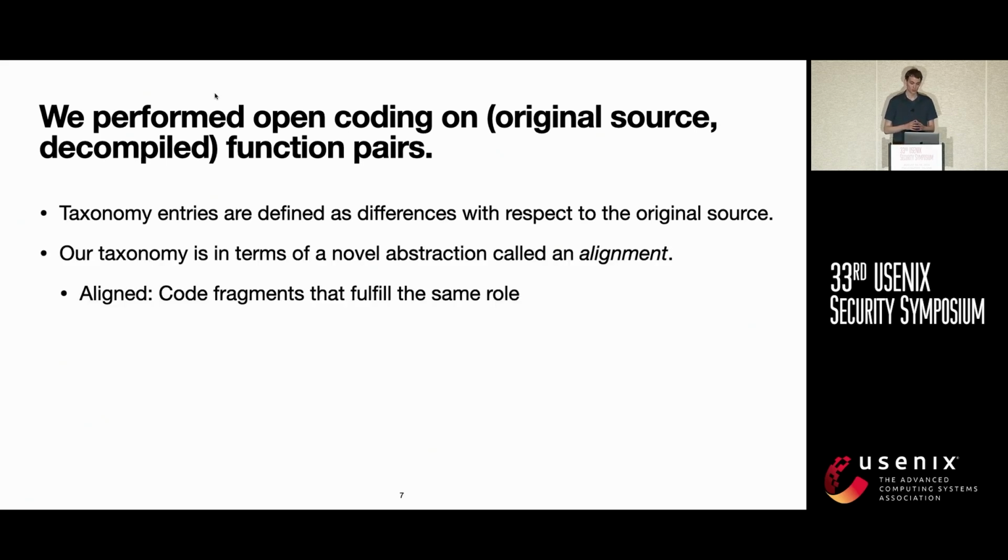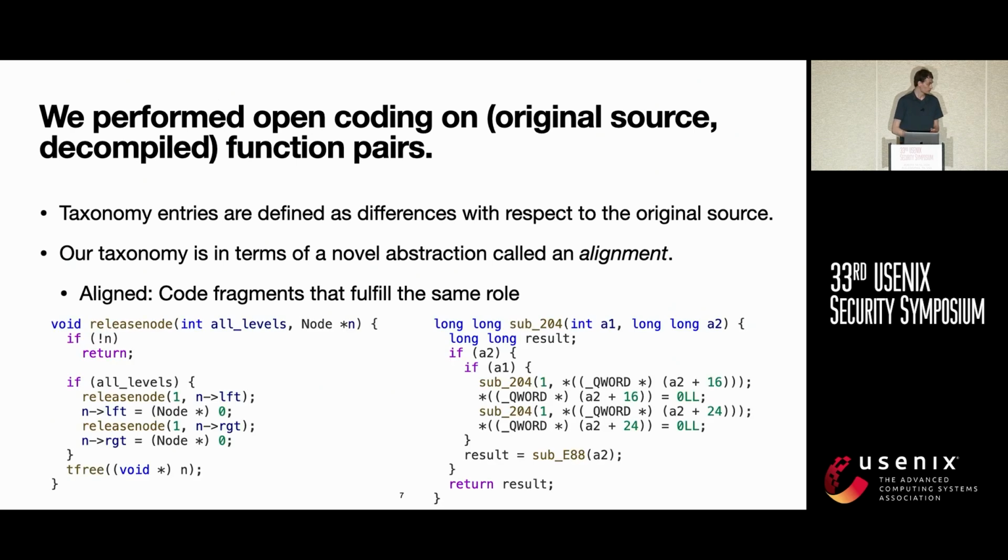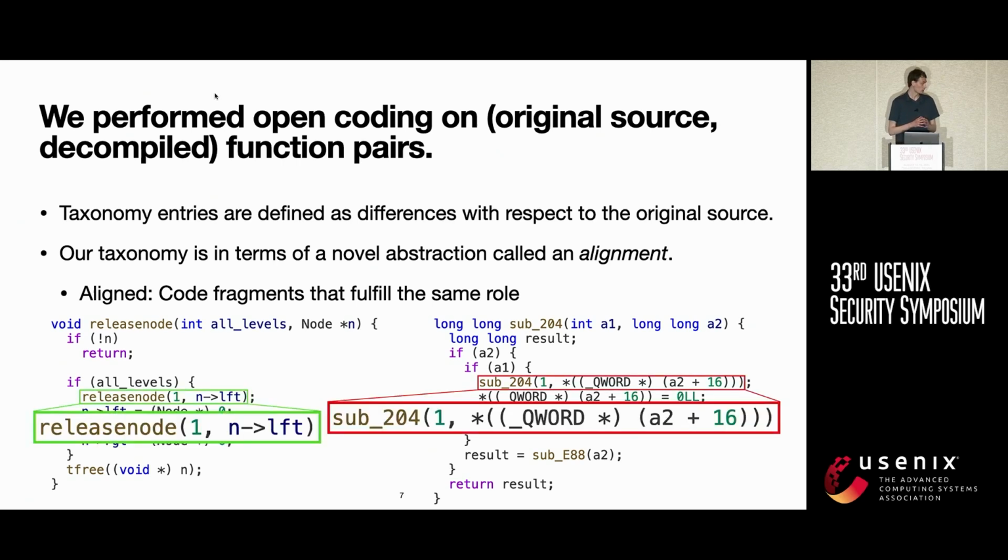The entries in our taxonomy are defined in terms of a novel abstraction called an alignment. So aligned code fragments are those that fulfill the same role in the function. That's the intuition. We have a more fancy mathematical definition in the paper and supplementary material if you'd like to try it out. As an example, consider these functions from a few slides ago, and further consider these two function calls. These are both recursive function calls, so they call the same function. They have semantically equivalent arguments, even if their syntactic forms are somewhat different. And they occur under the same control flow conditions with respect to the arguments of the function. So we would say that these two functions are aligned.